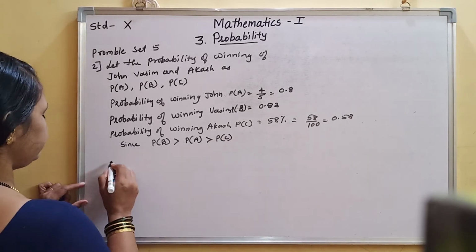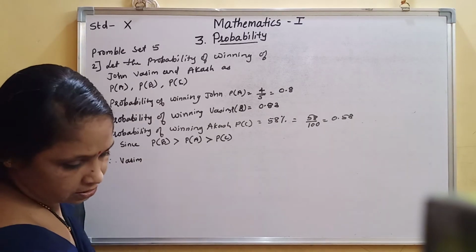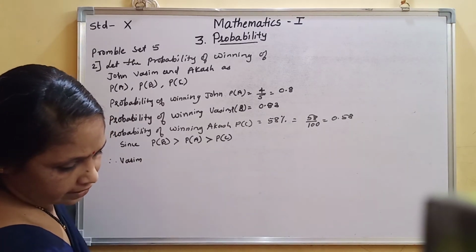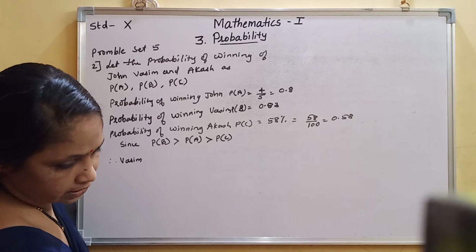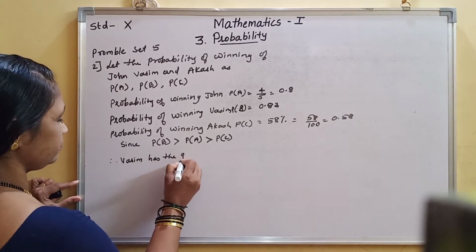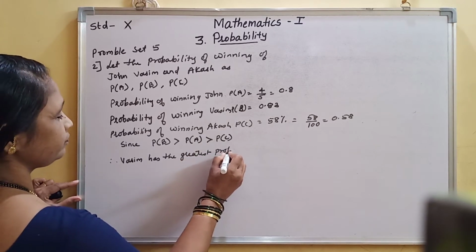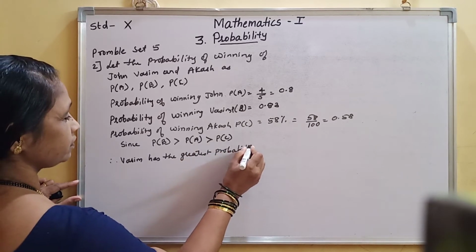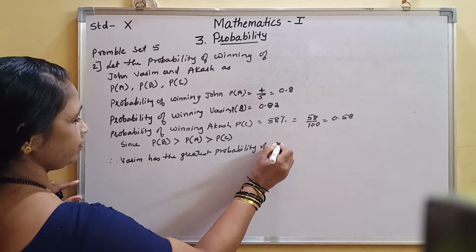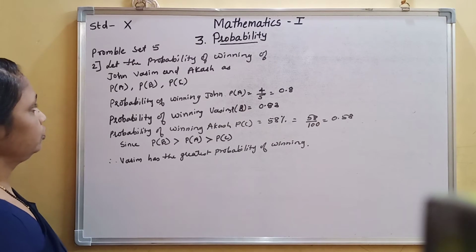Therefore Wasim. How was the question asked? Who had the greatest probability of success. So Wasim has the greatest probability of winning. Okay, in this way you have to solve.